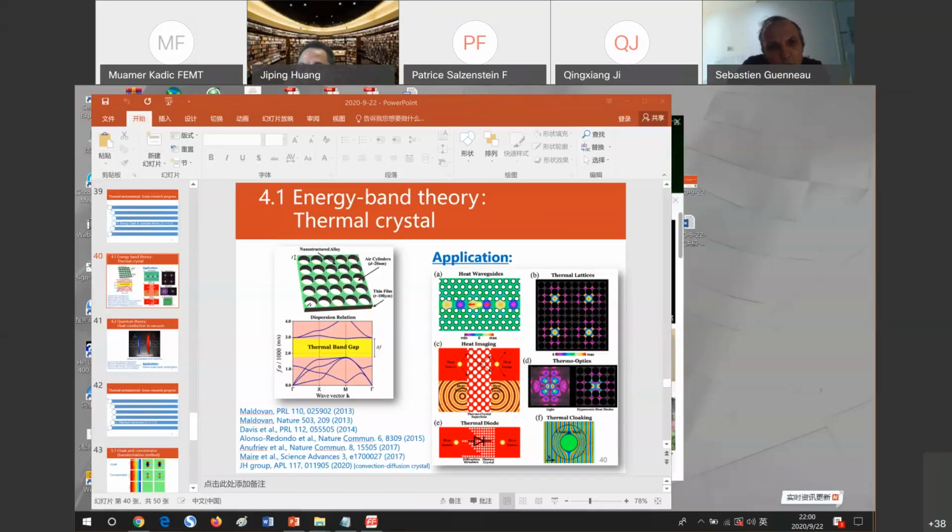Also, for the thermal diode, could you just explain a little bit how thermal crystals work? Can you tell us how this works? I'm not sure I understand.